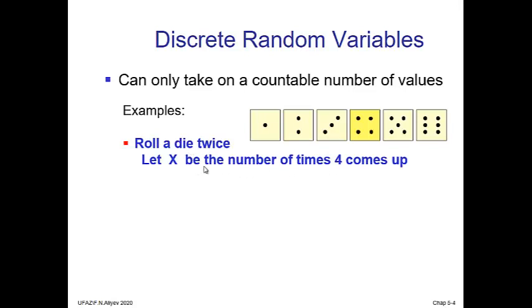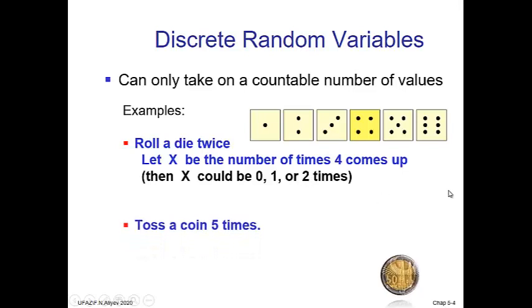Let's now try to find out the values of this random variable. We roll a die twice, x is the number of times 4 comes up. It's possible that 4 comes up in just 1 out of 2 rolls of a die. It's possible that both of them are 4, in this case x equals 2, and it's possible that none of them is 4, then the number of 4s that come up is 0. So the values of x could be 0, 1, or 2.